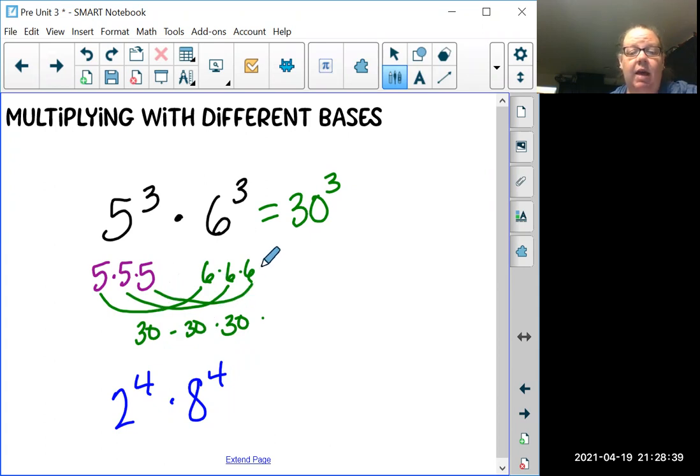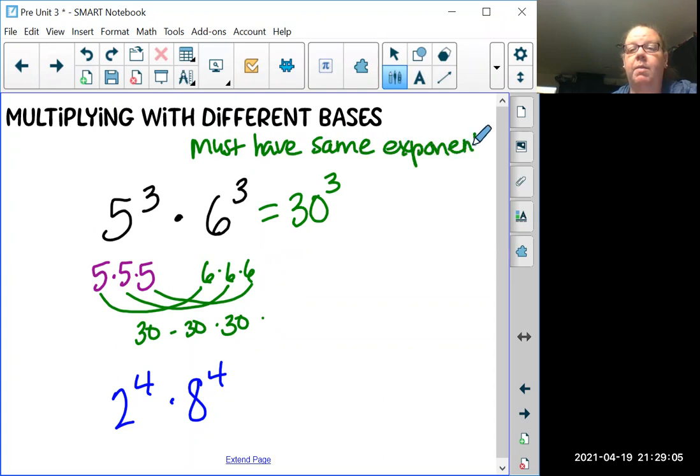So obviously I can't have one that has 5 to the 3rd and this one have 6 to the 4th, because then this guy wouldn't have a partner to multiply to make a 30. So I can't do that. So they have to have the same exponent. So if they have different bases, they have to have the same exponent. So must have same exponent.